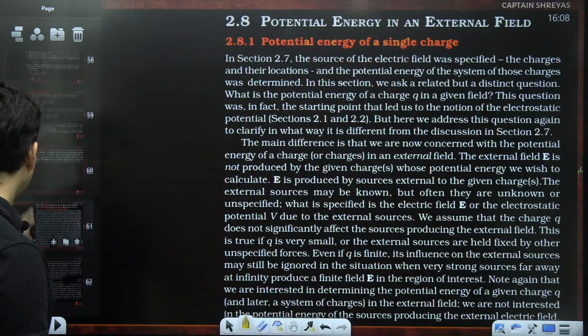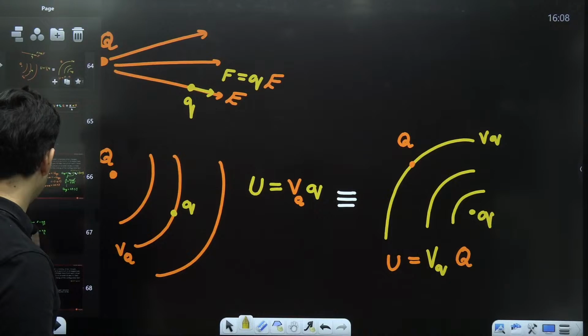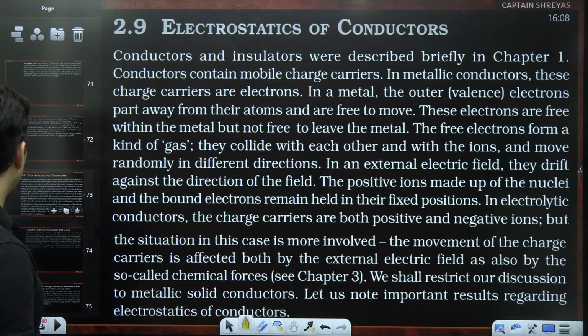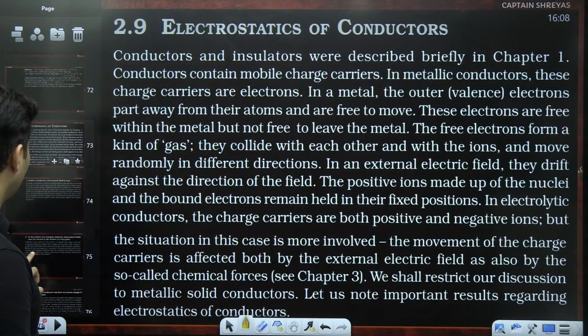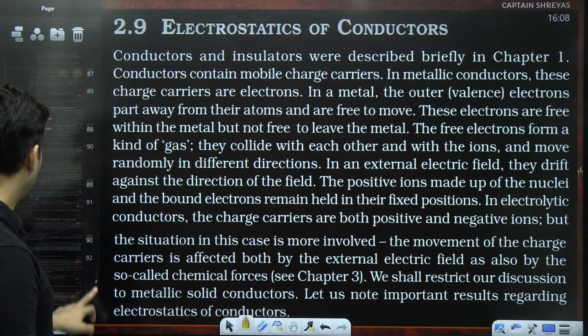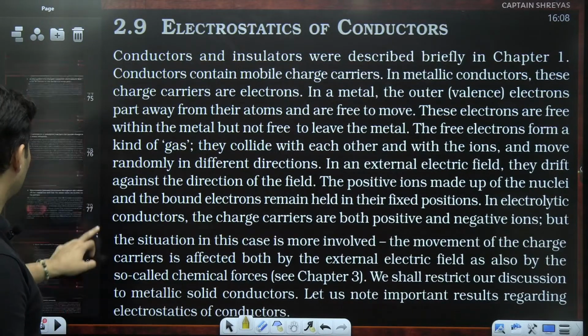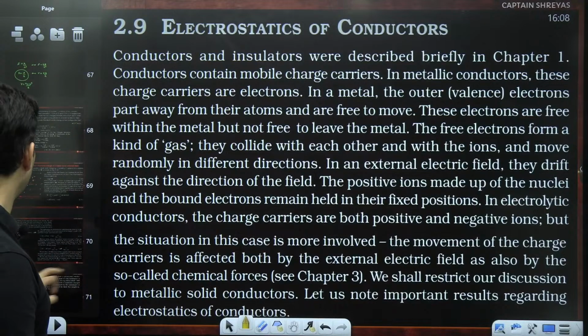So this is done. Now I think we should go to electrostatics of conductors. This is the part which we are going to do, and then we will slowly go till capacitors. So let's begin with the lecture.